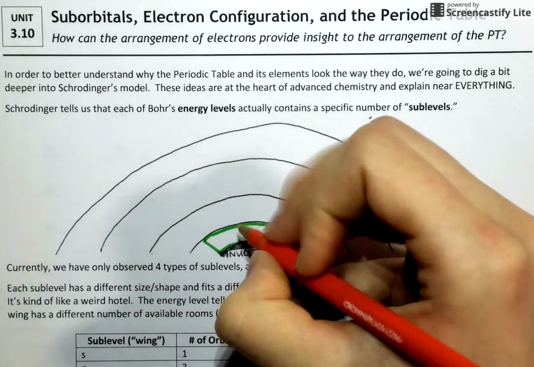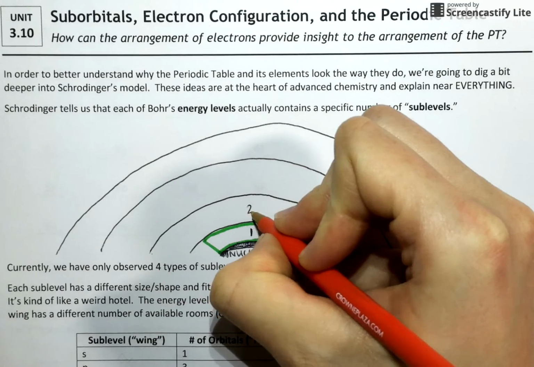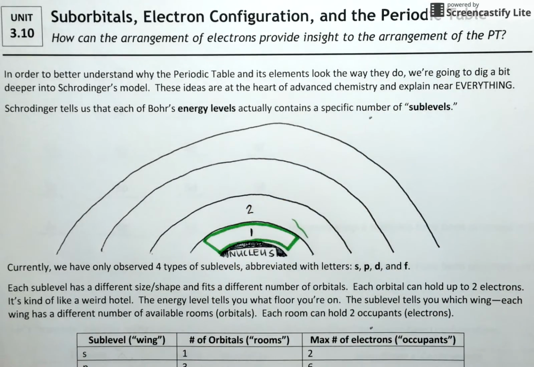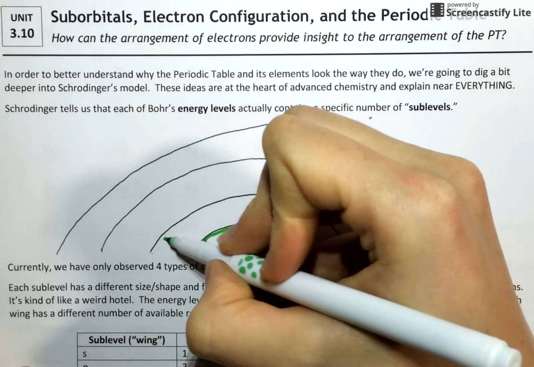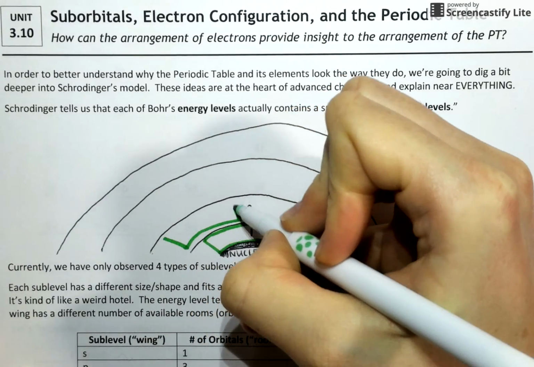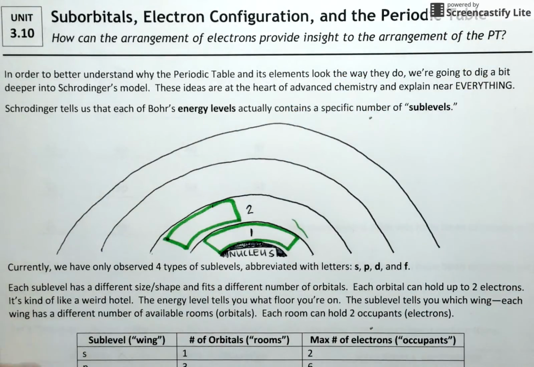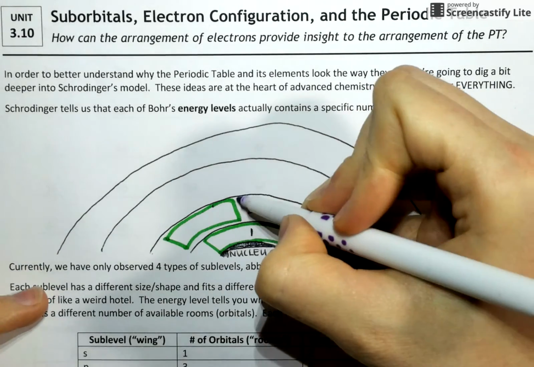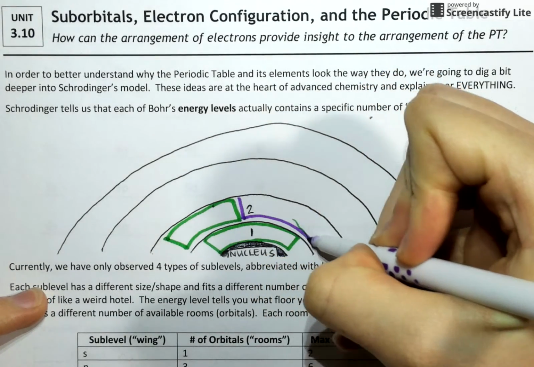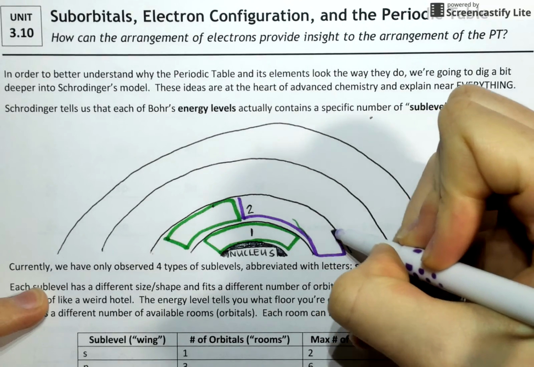So as we move up, again, instead of ring number 2, we're going to have energy level number 2. And there's going to be space for that green sublevel again. But there's also still a lot more room in that energy level. So we're going to be able to give it a second sublevel that I'm going to put in purple. And you'll notice that this is a little bit larger.